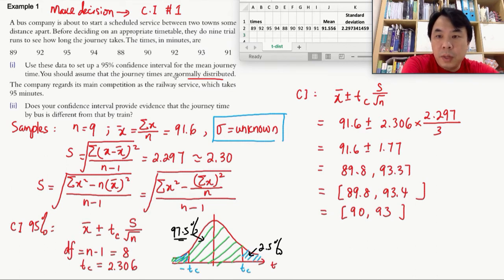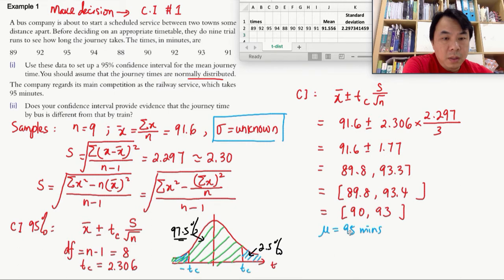Now the second part: the company regards its main competition as a railway service, which takes 95 minutes here. Now, does the confidence interval that we have obtained just now provide evidence that the journey time by the bus is different from that by the train? So what they claim was that the average journey time taken by the train is 95 minutes. So this is what they advertise.